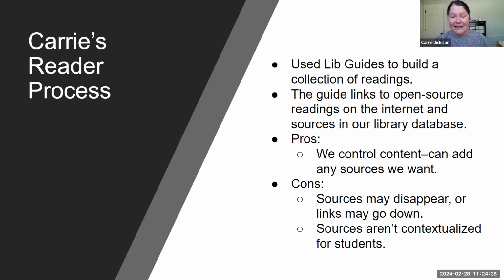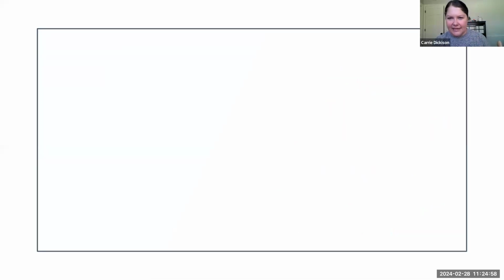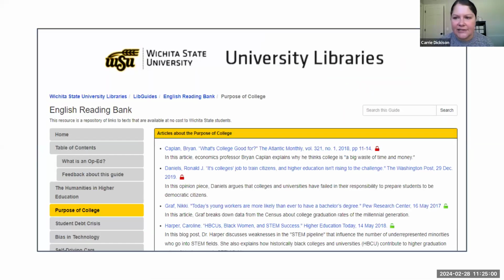Also, because we're just directly linking to sources and readings, the sources aren't being contextualized for students. So teachers have to do that work for themselves, telling students who this person is, what this publication is, and what the larger context is that they're writing within. And I'm just going to briefly share a screenshot of what this looks like on our end.